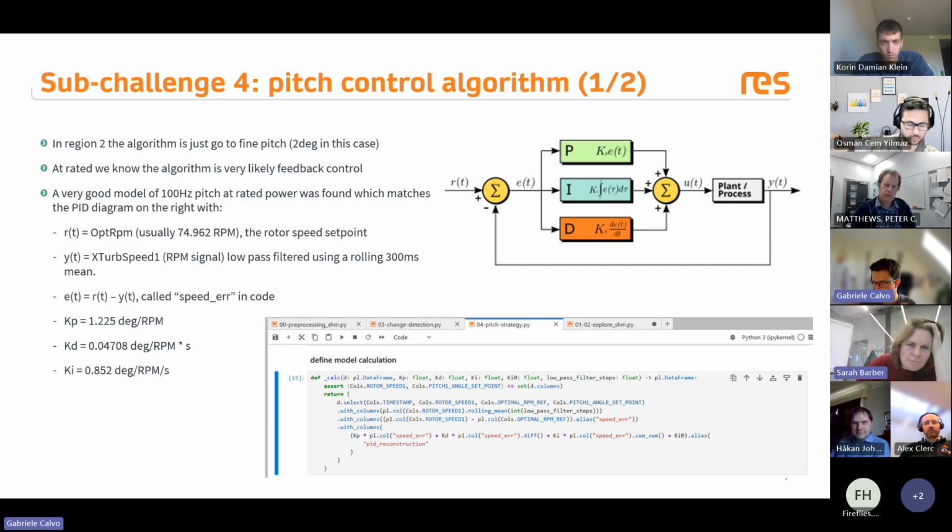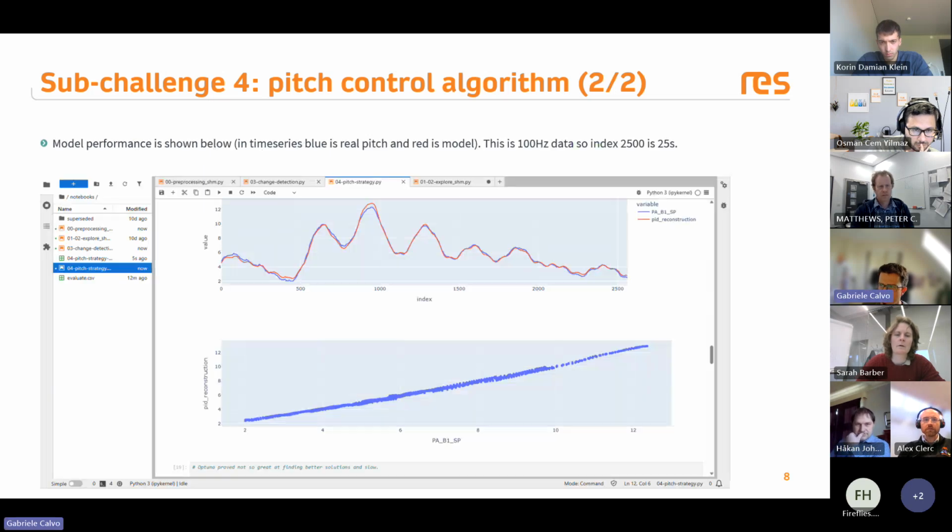We do a rolling mean using the parameter to set the number of steps, and then we calculate the wind speed error, so the rotor speed error, and use that as the error value that goes into those parts of the PID controller, and then just fit those. So that's pretty much it. And I think the next slide was the result of it.